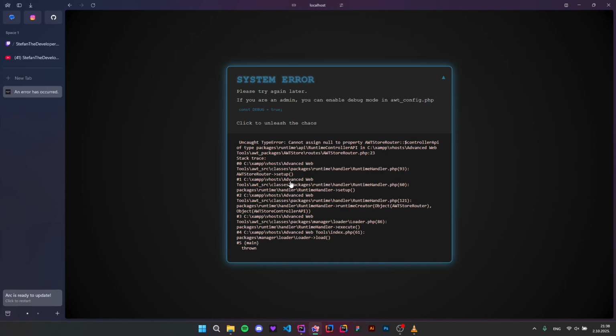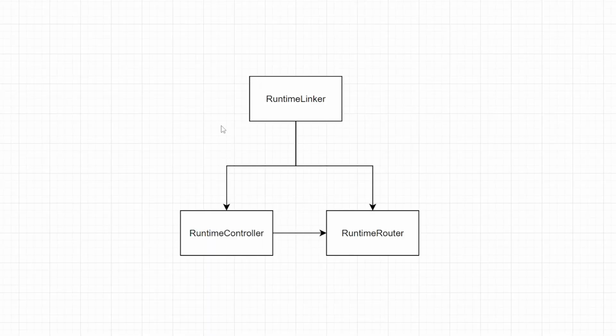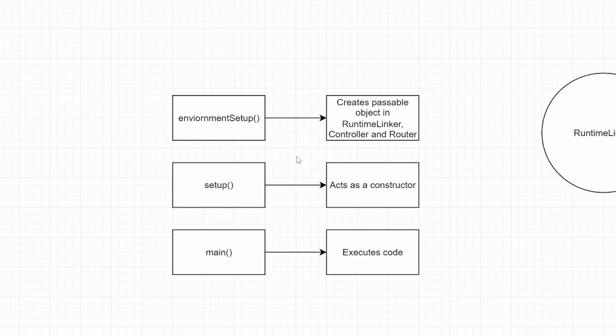As you can see, I'm having trouble with creating passable objects, and you will see that it took quite some time to figure out why. Now I will show you a simple diagram of what is happening. As you can see, the linker is used to connect multiple runtimes in a single package. It should also enable intercompatibility with controller and router. This works by executing these methods in a sequence.